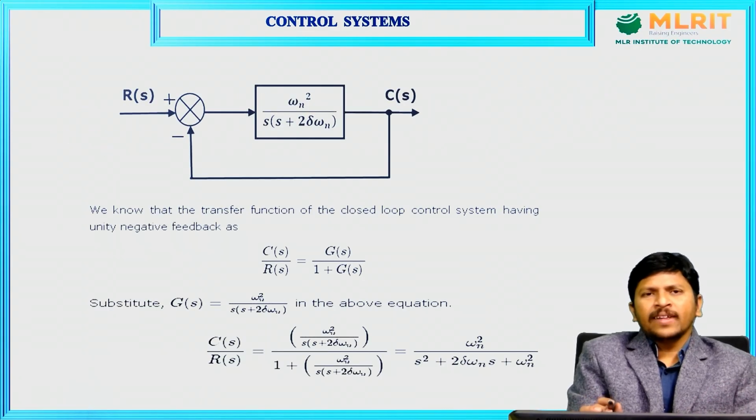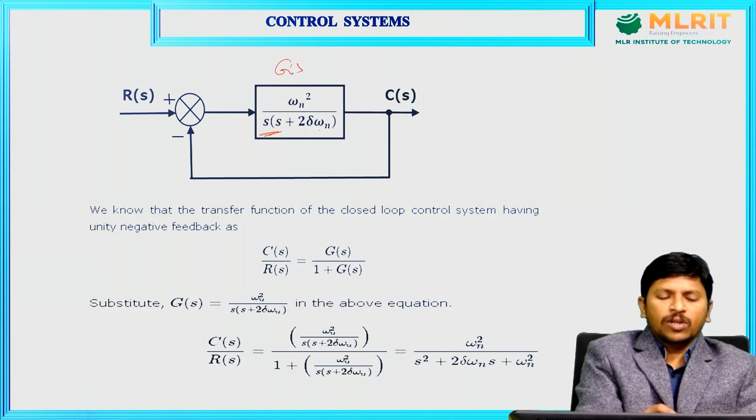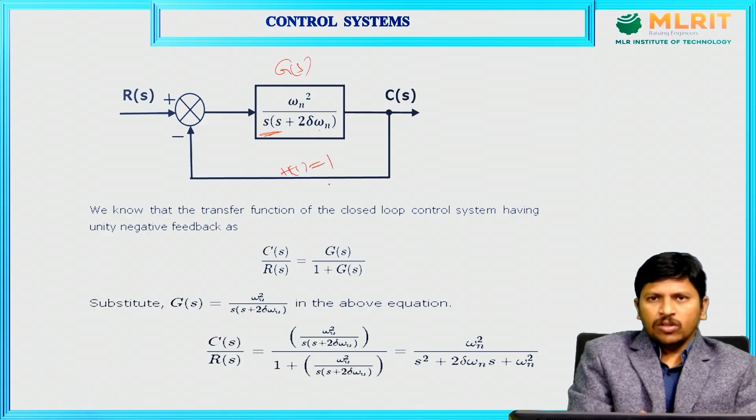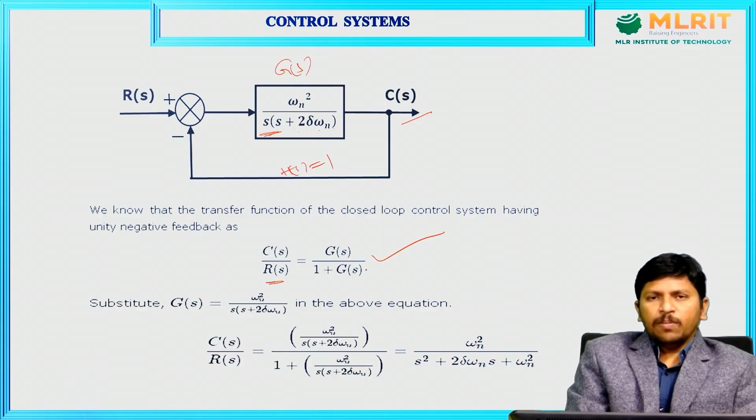Consider the second order closed loop unity feedback system. This is the second order system, because in the denominator we have s into s square plus 2 zeta omega n. I am going to consider G of s, C of s, R of s, and H of s, unity feedback, equals 1. So the transfer function of this circuit is C of s divided by R of s equals G of s divided by 1 plus G of s.